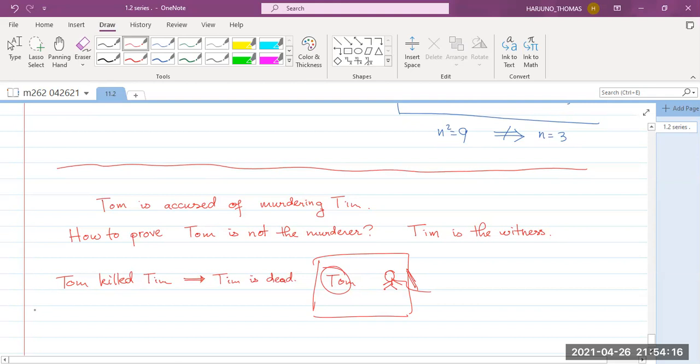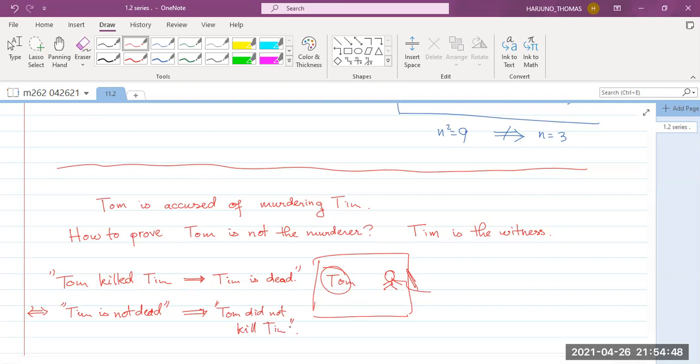Okay, now that is equivalent to the statement that Tim is not dead implies Tom did not kill Tim. Okay, now I'm sorry that I used this kind of illustration like killing, murdering, but this was the illustration we were shown in my class at that time when I was in Indonesia doing my undergrad. You see what I mean?